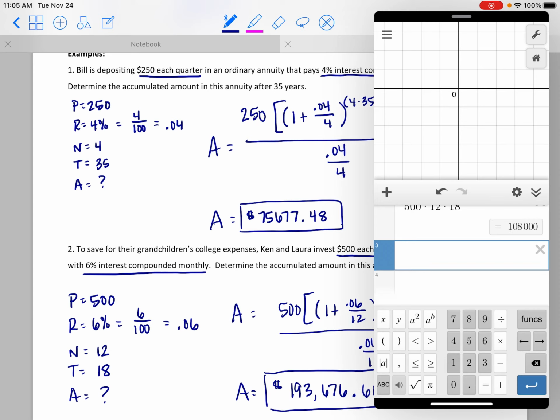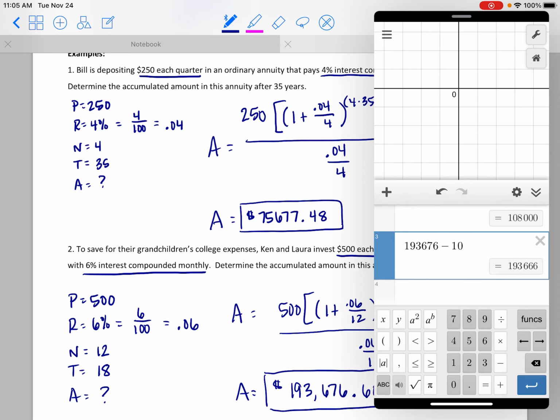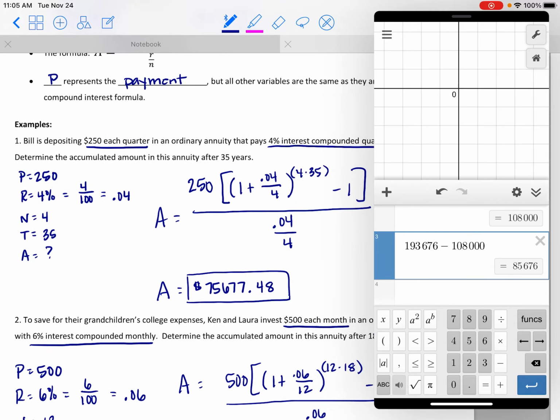So if they ended up with $193,676 but only put in $108,000, then by doing this, they've earned almost $86,000 in interest, which is pretty impressive. Okay, now let's look at that in the first one. I forgot to do it.